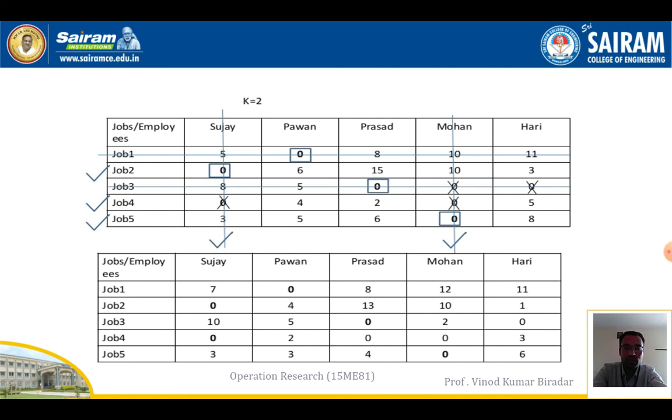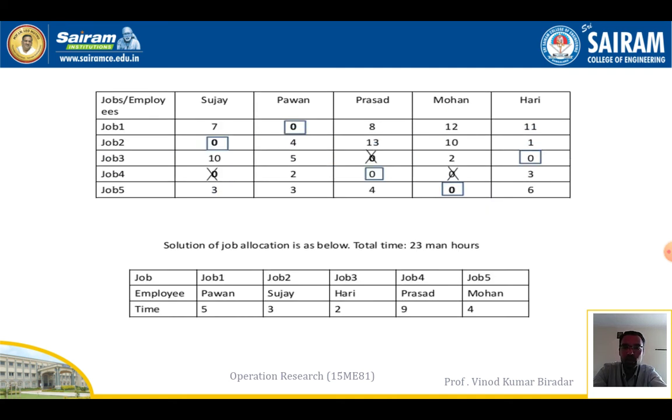Now you assign for this again. Okay, the same matrix I wrote here. In the first row, only a single zero is there, so assign that, which belongs to Pawan. In the second row, only a single zero is there, assign that also. Okay, in job 3 there are two zeros, so don't assign. Job 4 is not assigned yet, and job 5 has a single zero, so assign that.